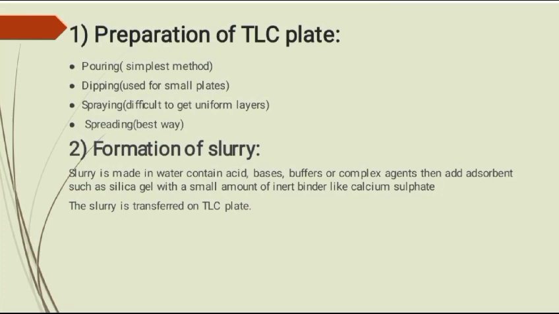Slurry is made in water, containing acids, bases, buffers or complexing agents, then add adsorbents such as silica gel with a small amount of inert binders like calcium sulfate.